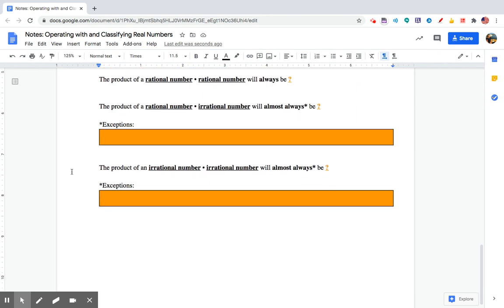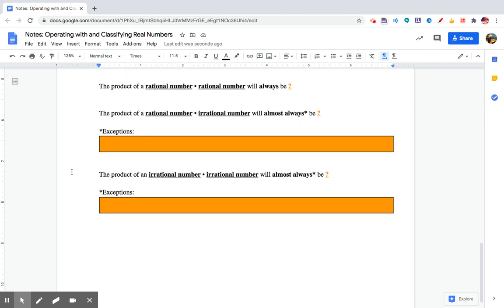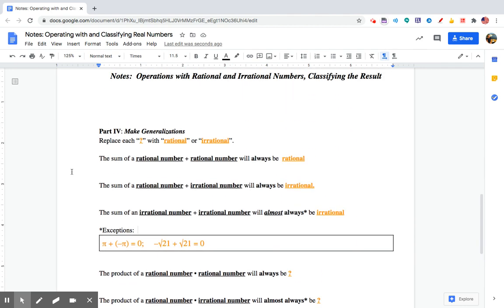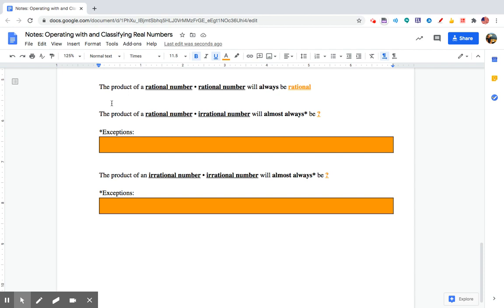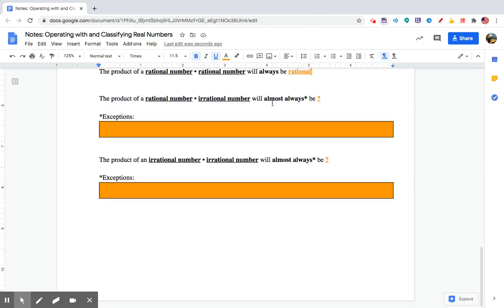All right, the product now of a rational number times a rational number. Now listen, if you multiply any fraction by any fraction, you're still going to get a fraction, right? You're still going to get a rational number. If you multiply any repeating decimal by any repeating or terminating decimal, you'll still get either a terminating or repeating decimal. Right, this one here has an exception. So we want to pay attention to this word almost always.